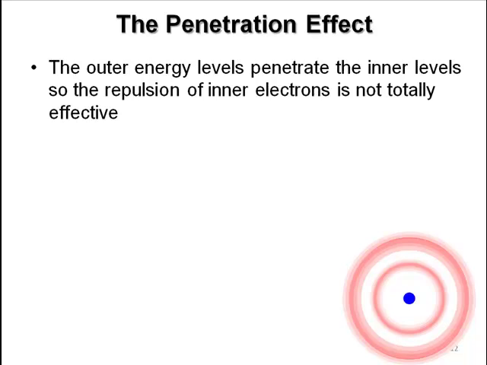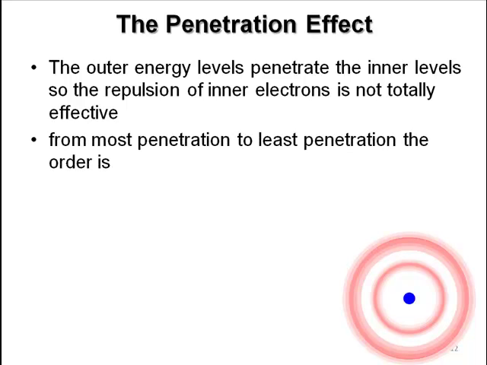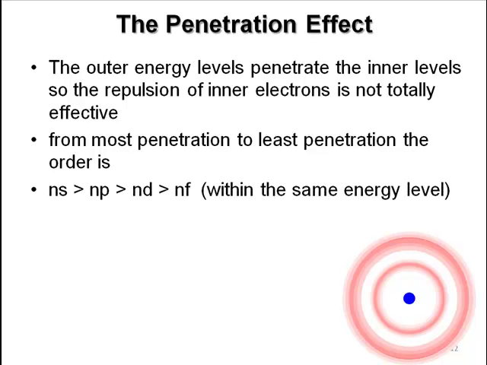So how does the penetration effect work? The outer energy levels penetrate the inner levels, so the repulsion of inner electrons is not totally effective. From most penetration to least penetration, the order is ns, np, nd, nf within the same energy level. So this is why the levels are not at a perfect same energy, because the electrons are moving in and out of that sphere. If you have a 1s here, a 2s, and a 2p, for example, the 2p electrons are not just found outside the 1s, they're going inside as well, because they're dumbbell shapes.